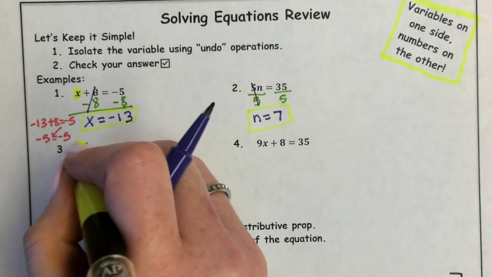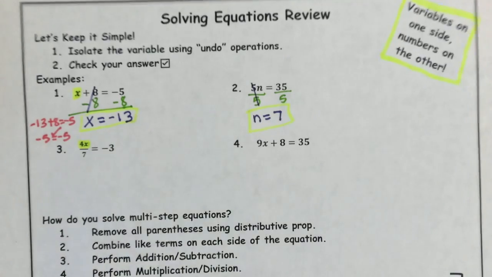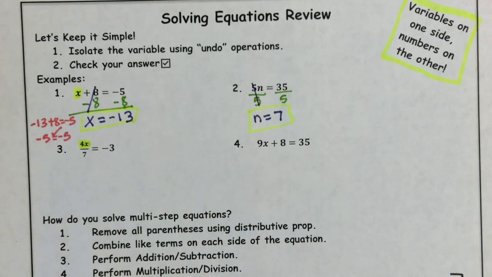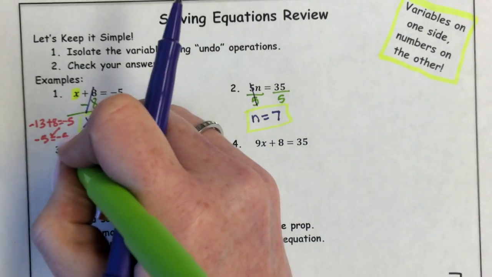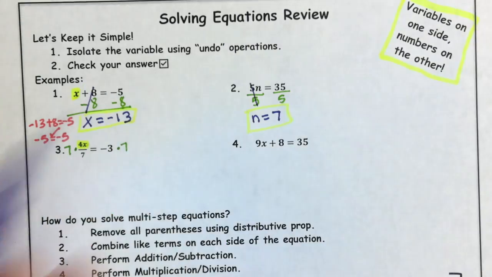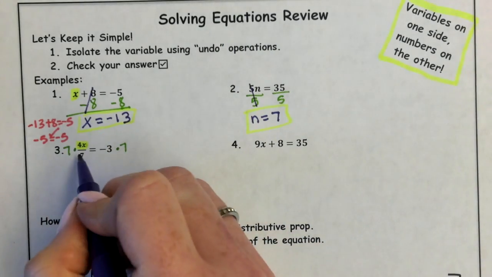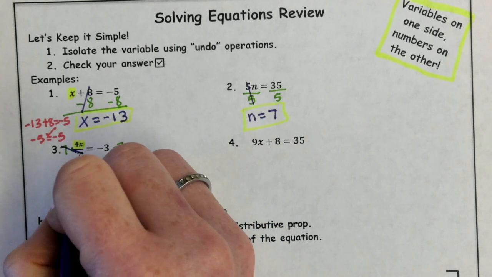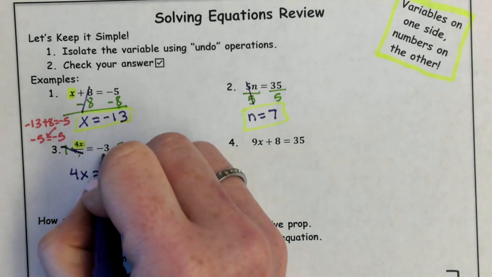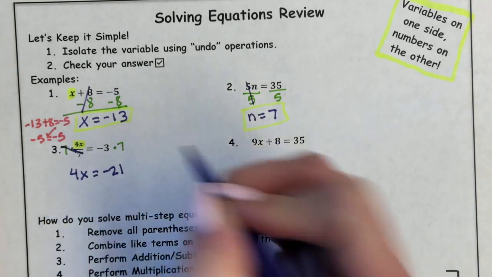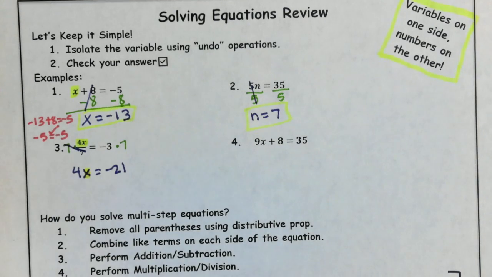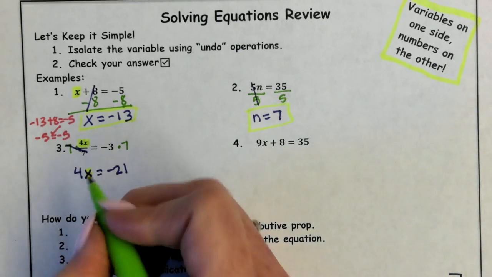So I want to get the term with the variable by itself. So I'm going to undo this divide by 7. So the opposite of division is multiplication. So I'm going to multiply both sides by 7. So 7 over 7 cancels. Then we're left with 4x equals negative 3 times 7 is a negative 21. And now I need to get that x by itself. So I got the term by itself, but now I need to get this x by itself. So I'm going to divide by 4.